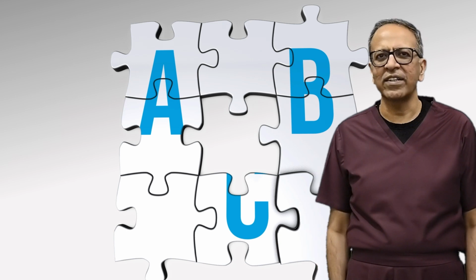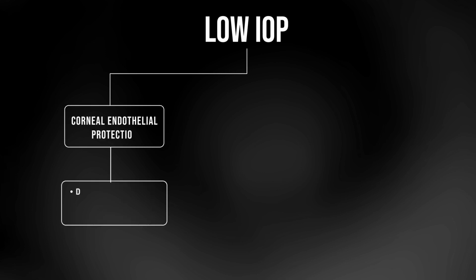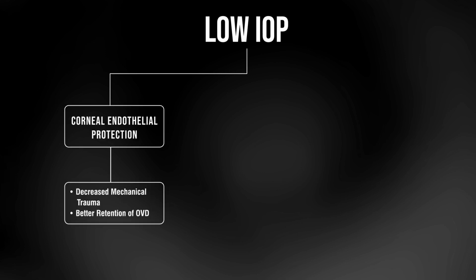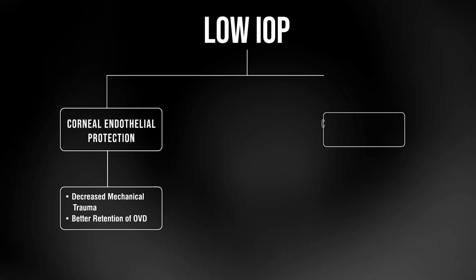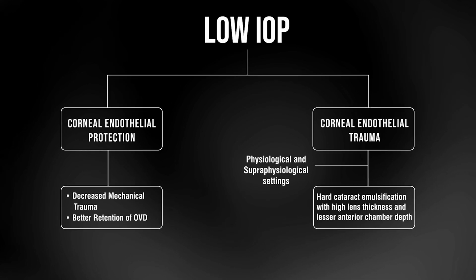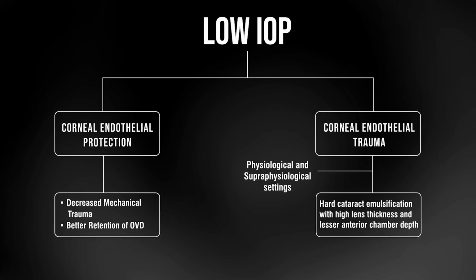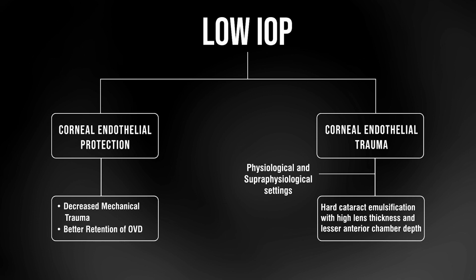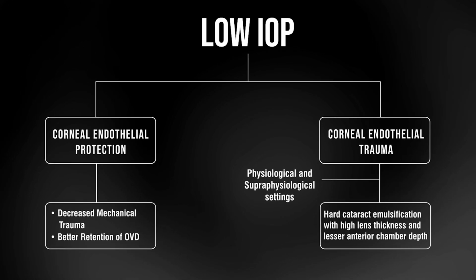Yes, we have cracked it. Oh no, we are still missing a piece. It is time for Plan C. Let's understand. There is a corneal endothelial protection with low IOP because of minimized mechanical trauma and OVD retention. However, low IOP phacoemulsification in physiological and supraphysiological IOP settings involve lesser anterior chamber and bag volume, causing more trauma to the corneal endothelium in hard cataracts with increased thickness and with low anterior chamber depths.